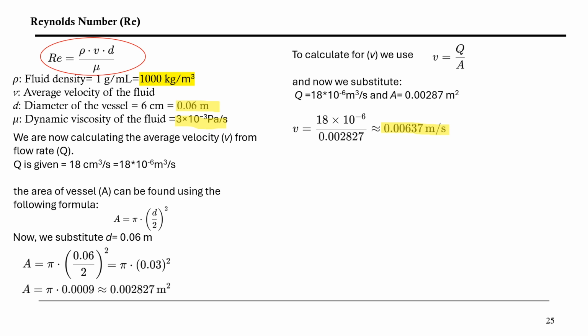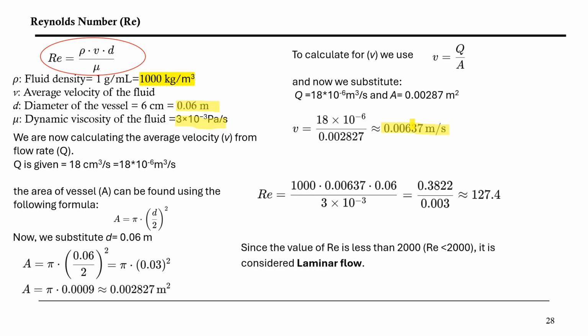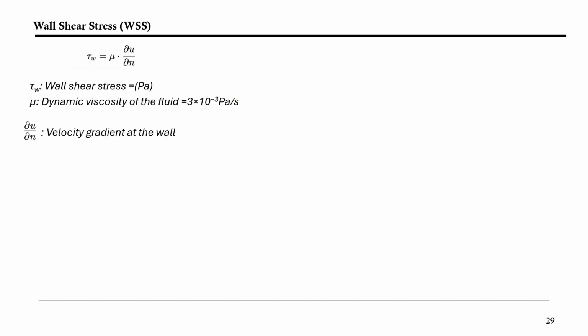0.00637 meters per second. Now to find the Reynolds number, we plug in our necessary numbers into the formula and then we get our final answer, which in this case is 127.4. Since the value of the Reynolds number is less than 2000, it is considered to be laminar flow. Now anything above 2000 is considered to be turbulent.